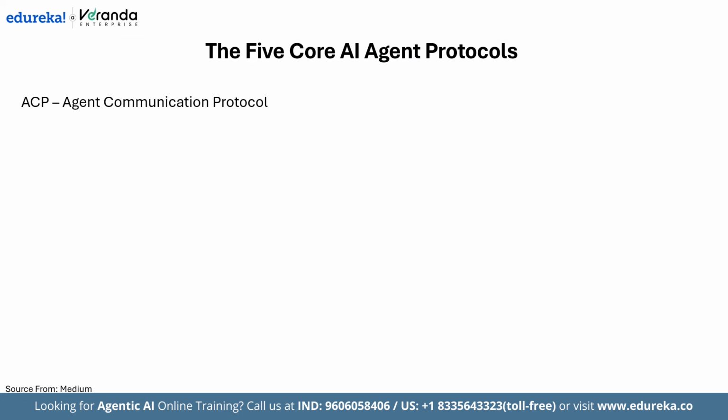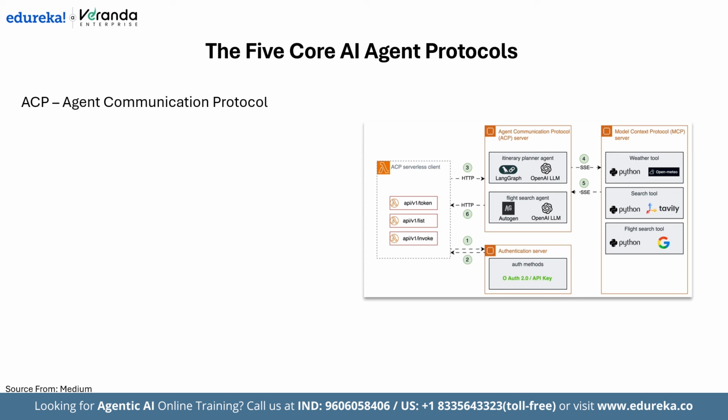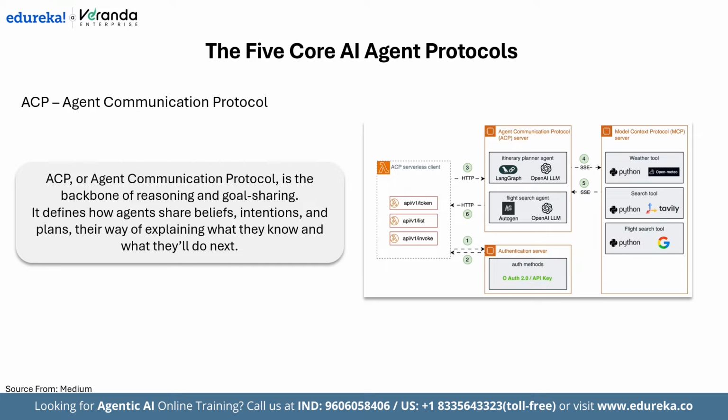Now comes ACP, or Agent Communication Protocol, the backbone of reasoning and goal sharing among agents. ACP defines how agents express their beliefs, intentions, and plans, essentially their thought process. It lets one agent tell another why it's doing something, what it believes is true, and what it plans to do next. And it is used in large collaborative systems where multiple agents must plan together.